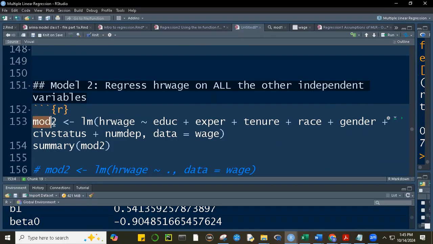So I'm creating model 2, LM, once again, our dependent variable hourly wage regressed on. So let's identify all the other independent variables: education, experience, plus tenure, plus race, plus gender, plus civil status, plus number of dependents, and then identify the data is equal to wage, and then get the summary of model 2. I'm going to give you a few seconds to type that and then run that, and then we'll discuss.